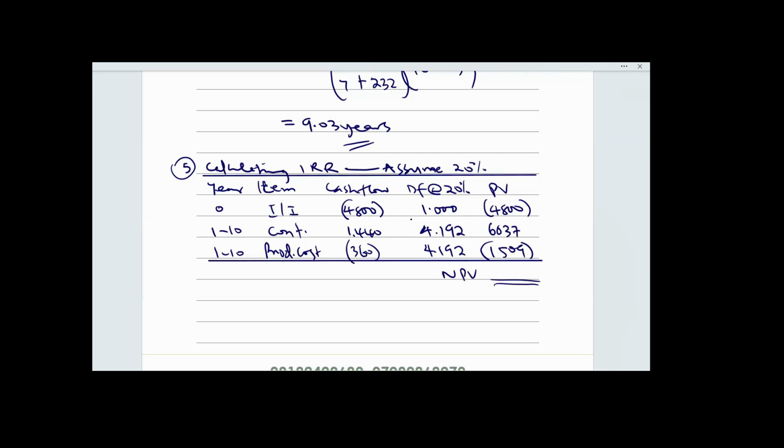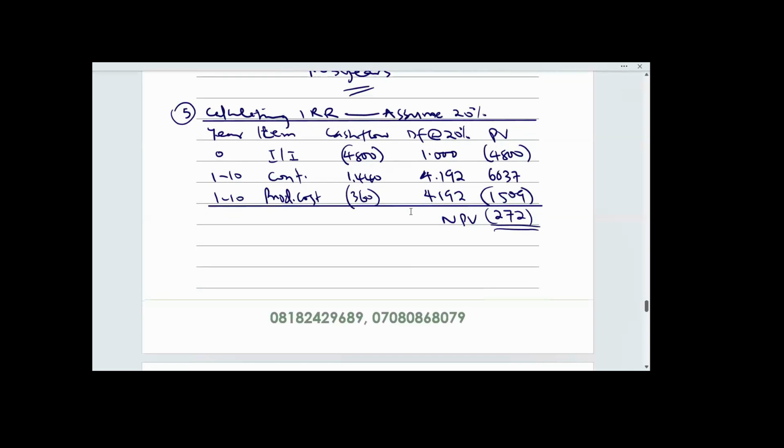I have negative 272. Yes, negative 272. So now that you have negative NPV, we can then proceed to calculate the internal rate of return, IRR.